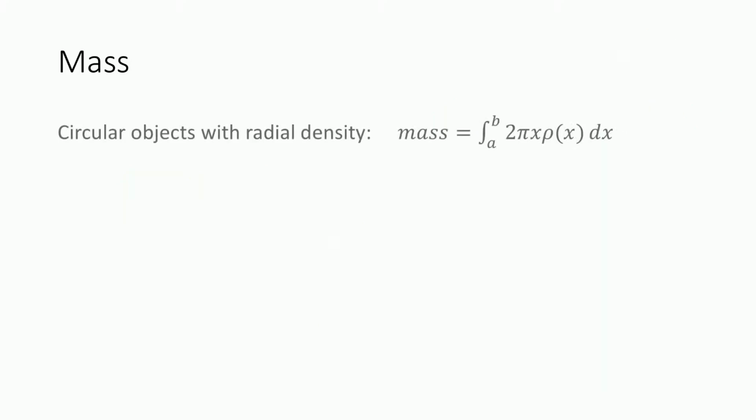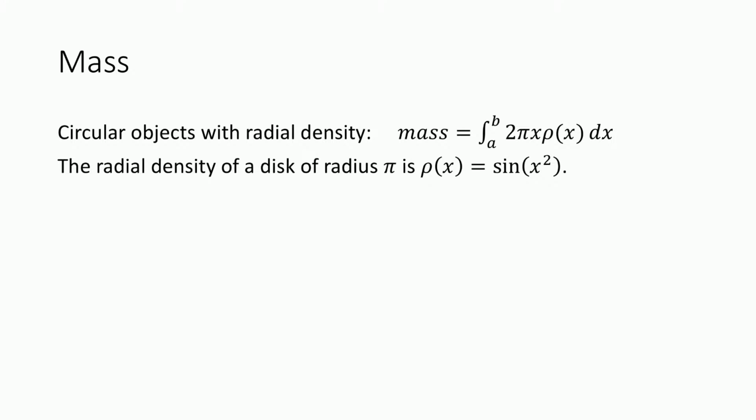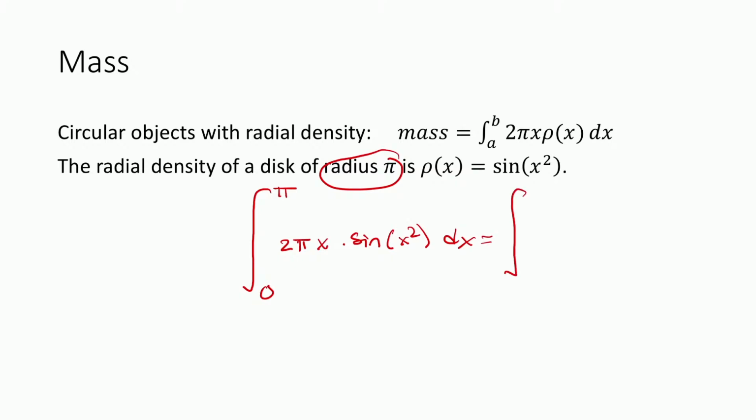And so if you knew the profile of your particular disk, this is not going to be such a thing. But if your disk was this, then we could figure out the mass of that disk. The way I would do it is the integral from 0 to pi, because this says the radius of the whole disk is pi, of 2 pi x times the density, sine of x squared, dx. This is not hard to do. Hopefully you could probably do it in your head, but I'm going to do it more slowly, but not too slowly, because we have one more thing to talk about, and then we'll be done.